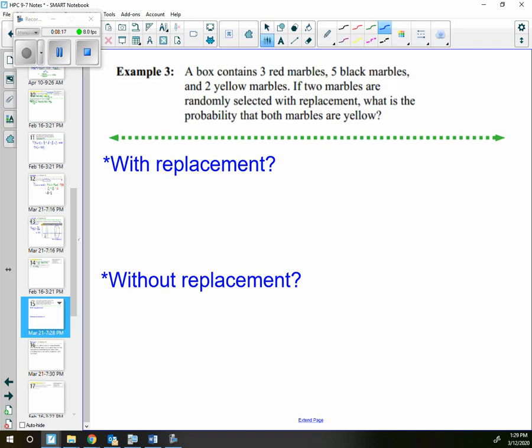All right, so let's talk about the difference between independent versus dependent. We're back to our same box of marbles. It says if two marbles are randomly selected with replacement, what is the probability that both are yellow? Okay, so with replacement means independent. Whatever I choose first does not affect what I choose second. So that means I have the same number of marbles when I'm selecting. I don't have to worry about having a smaller number.